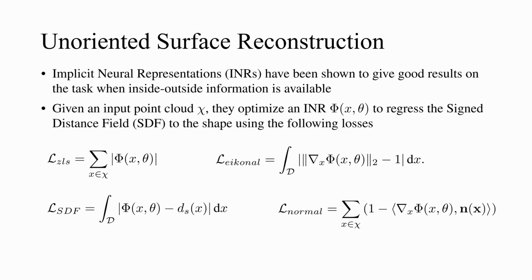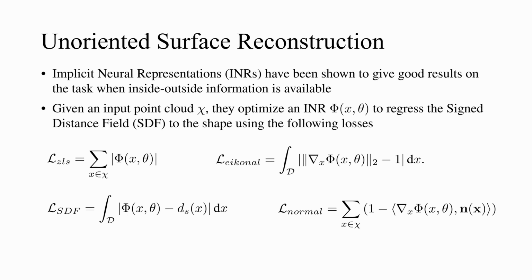Implicit neural representations, or INRs, have been shown to give good results on the task when inside-outside information is available. Given an input point cloud chi, they optimize an INR phi to regress the signed distance field, or SDF, to the shape, using the following losses.